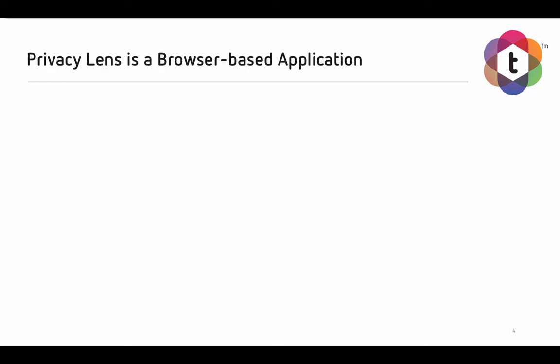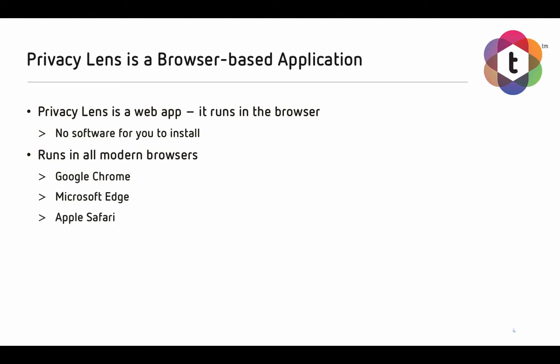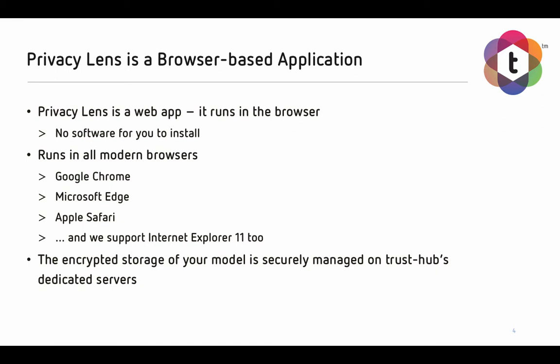Privacy Lens is a browser-based application, which means there's no software for you to install. It runs in all the modern browsers, including Google Chrome, Microsoft Edge, Apple Safari, and we also support Internet Explorer version 11.2. The model is stored encrypted in our TrustHub dedicated servers, which are stored on highly secure data centers.